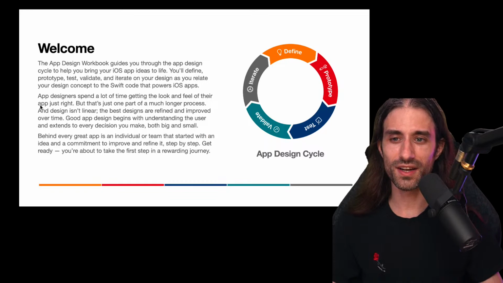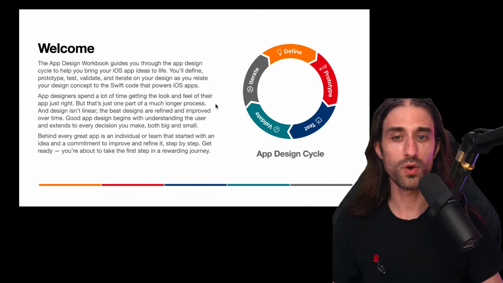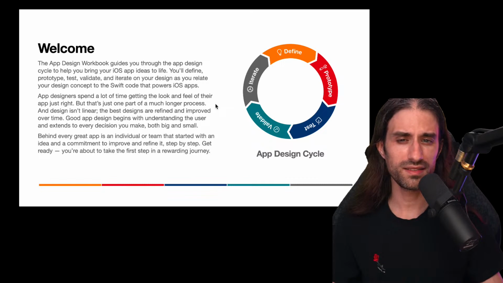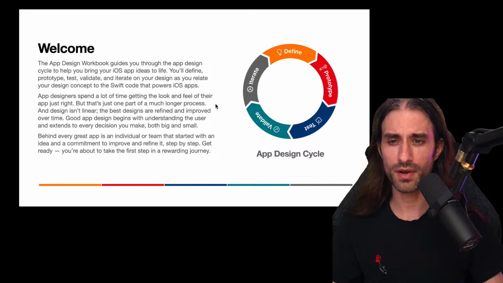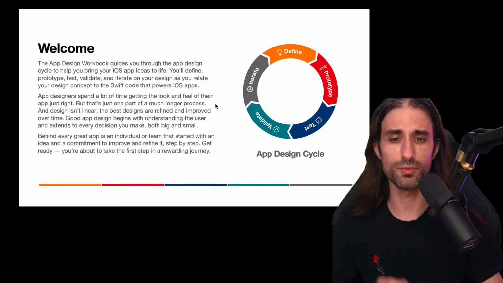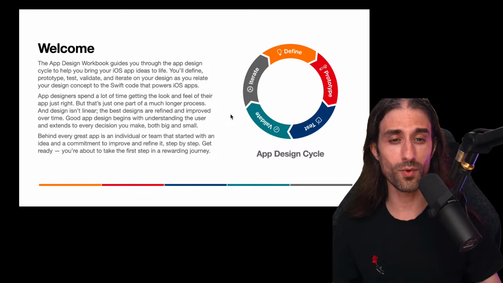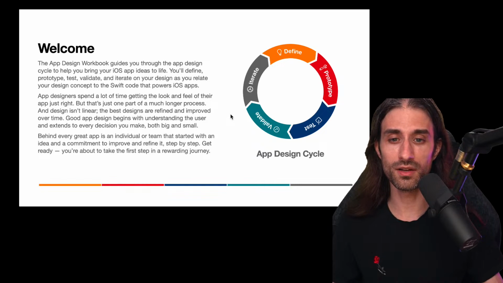So, app designers spend a lot of time getting the look and feel of the app just right, but that's just one part of a much longer process. And design isn't linear. The best designs are refined and improved over time. Good app design begins with understanding the user and extends to every decision you make, both big and small. So design is not just about the look and feel of your app, it's more overall about how the app works and whether or not the app manages to efficiently solve the problem that it was aiming to solve.